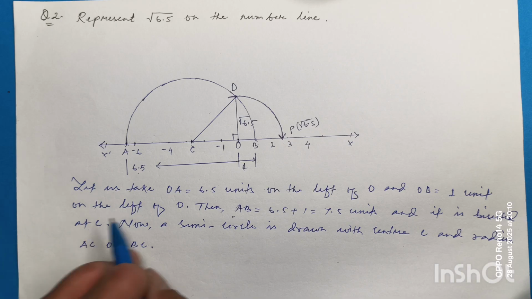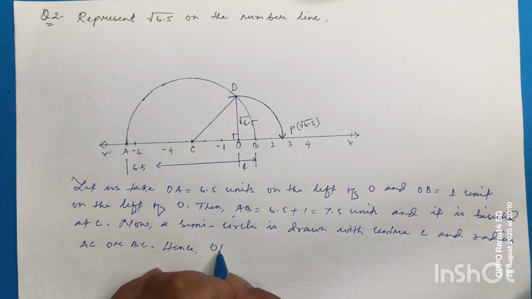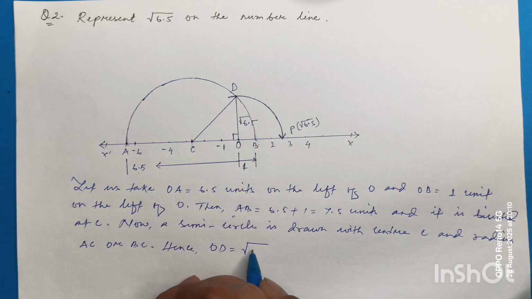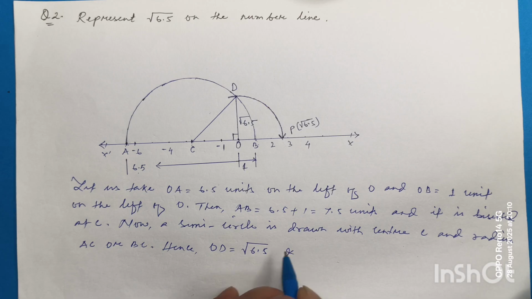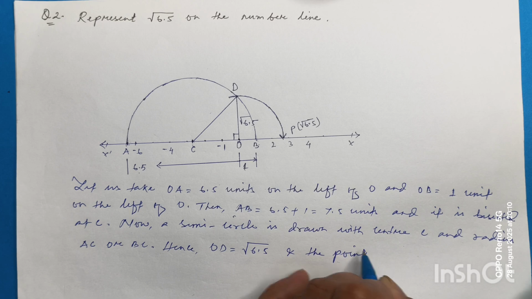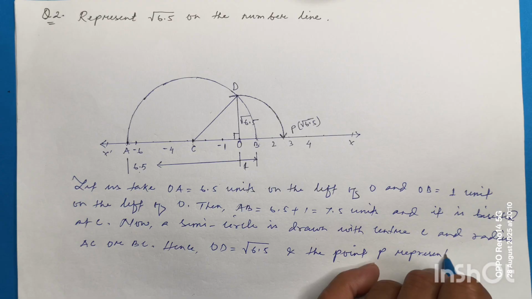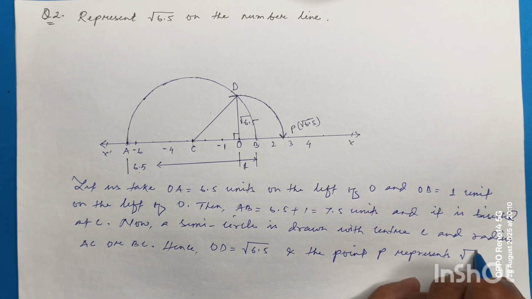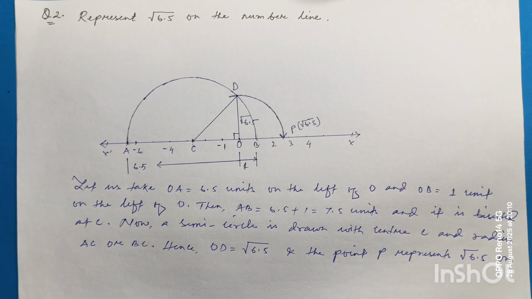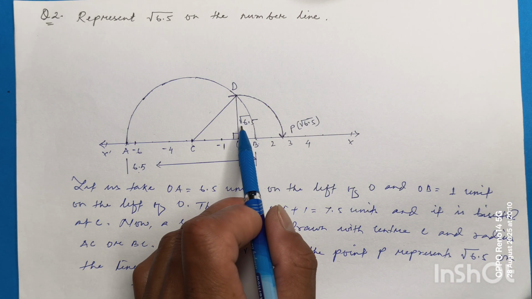Then after we draw it, when I measure OD, OD will get what? Root 6.5. And now the point P represents what? Root over 6.5 on the number line. And you will understand from this explanation how OD comes to root 6.5. I'll show you.